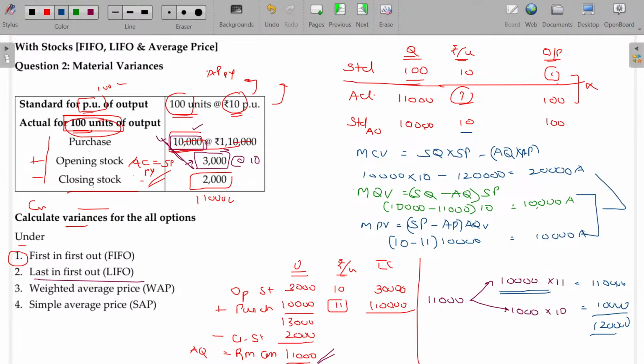Cross verification, where if you add up these two, you will get the material cost variance. The other way, you can multiply standard price into actual quantity total, not variance, total, minus actual price into actual quantity. This way also you can work out, you will get the same answer. Clear?